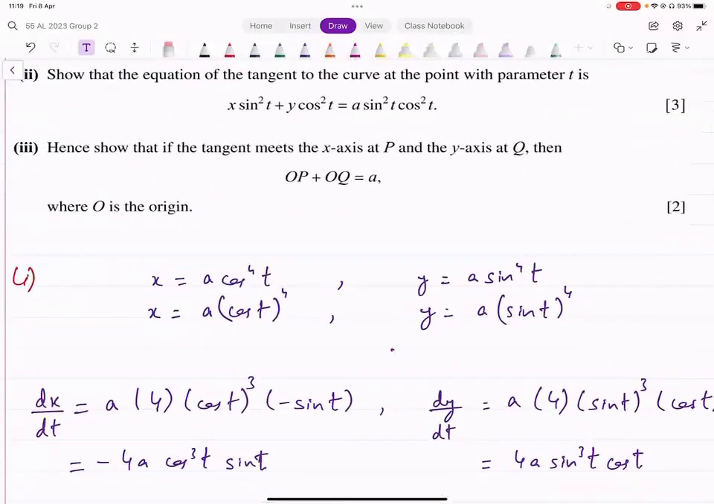Hence, show that if the tangent meets the x-axis at P and the y-axis at Q, then OP plus OQ is equal to A, where O is the origin. Now, what do we do for this? Tangent meets the x-axis at P and it meets the y-axis at Q. How do you find that? Yeah, so we're basically looking for the x-intercept and for the y-intercept, right? Meets the x-axis का मतलब है हमें x-intercept चाहिए, meets the y-axis का मतलब है y-intercept चाहिए.